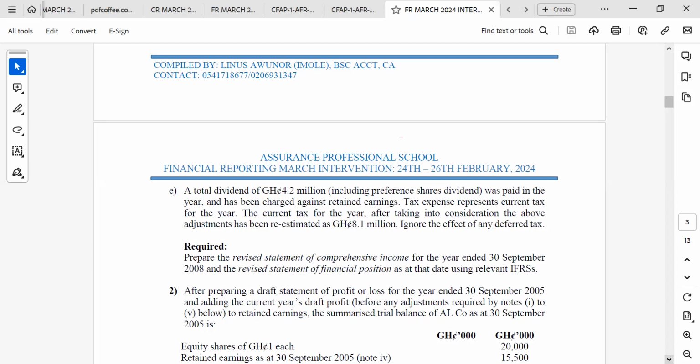A total dividend of 4.2 million, including preference share dividend, was paid in the year and has been charged against retained earnings. Tax expense represents current tax for the year. The current tax for the year, after taking into consideration the above adjustment, has been estimated at 8.1 million. Ignore the effect of any deferred tax. They are saying that a total dividend of 4.2 million has been paid, including preference share dividends.